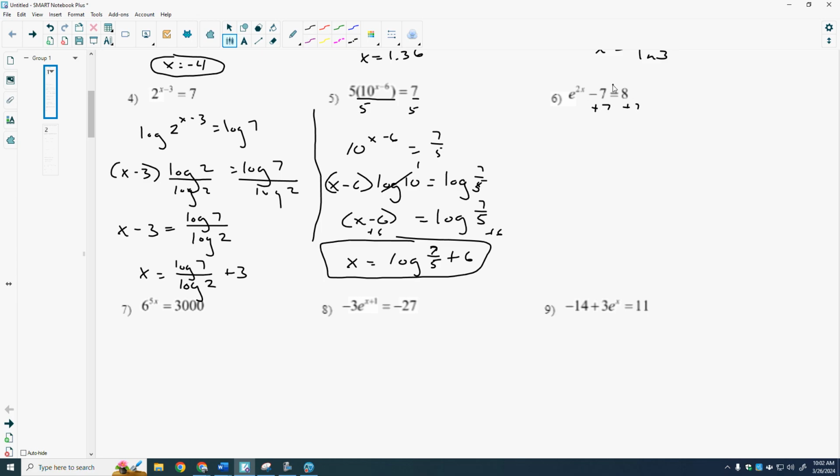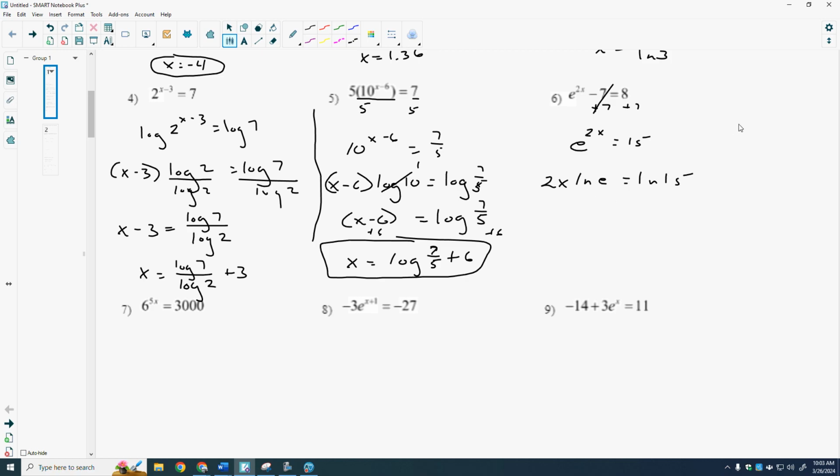First step, get the exponential by itself. So I added 7 to both sides. This was base 10 for the exponential, so I used base 10 for my log. This is base e for the exponential, so I'm going to use base e for my log. So I bring the 2x in front, because again, we're getting better, and we can do 2 steps in 1.